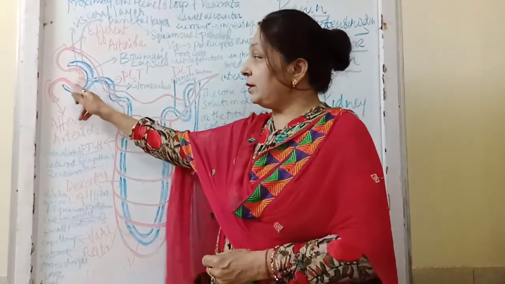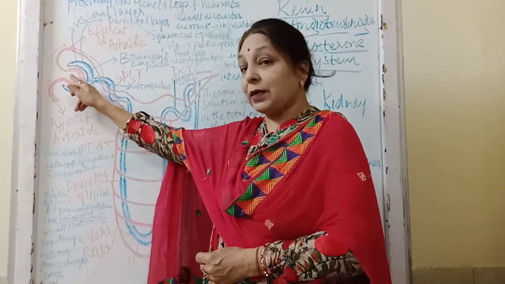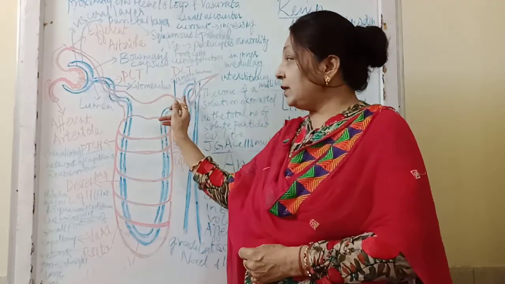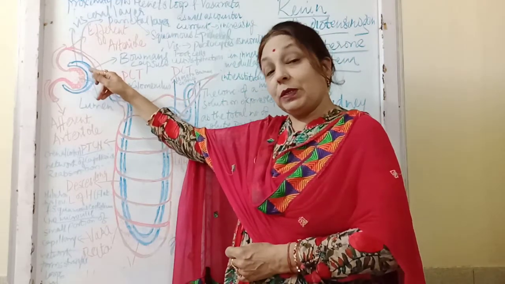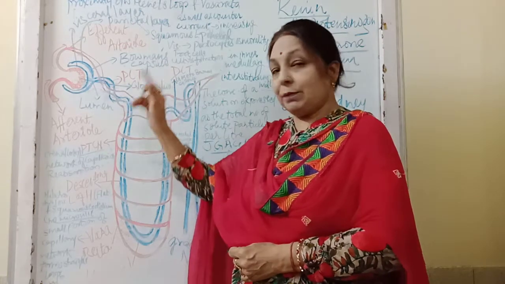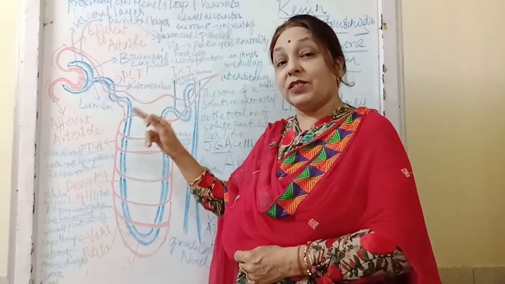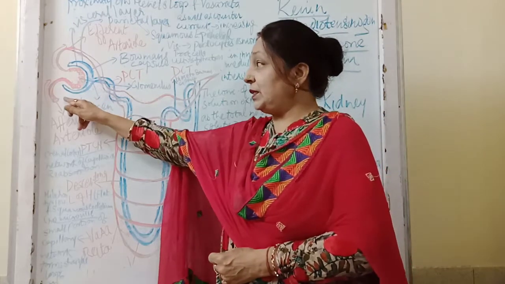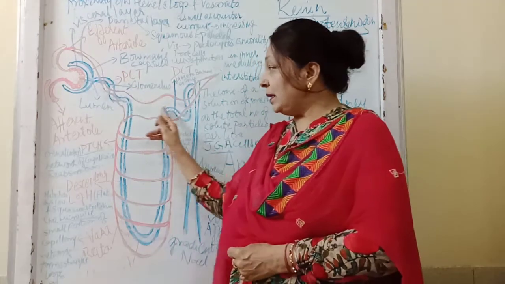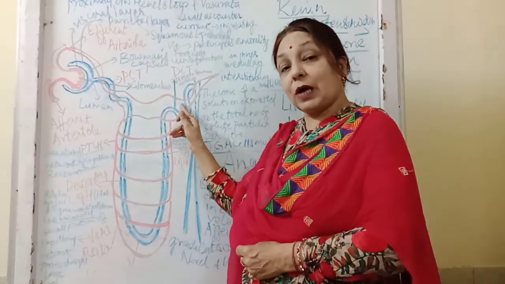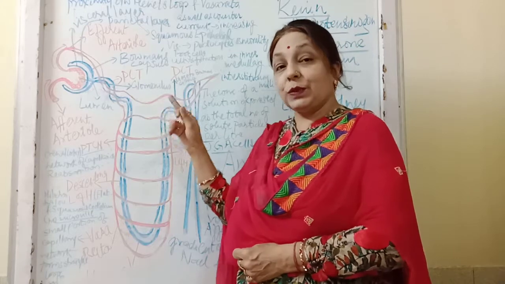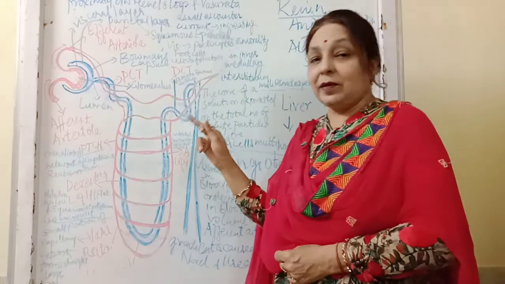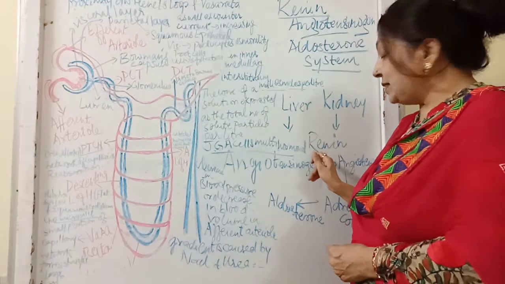JGA cells are here, I told you. JGA cells are located between the afferent and the efferent arteriole, where the distal convoluted tubule takes a turn. So I am repeating, JGA cells are the juxtaglomerular apparatus. They are located between the afferent and the efferent arteriole, and the DCT, that is the distal convoluted tubule, takes a turn. These specialized cells called juxtaglomerular cells release a hormone called renin.